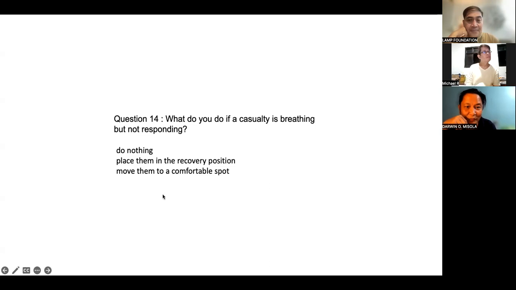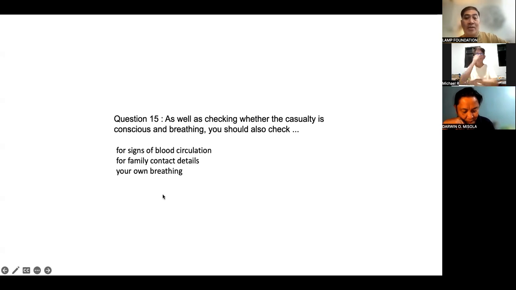What do you do if a casualty is breathing but not responding? Move them to a comfortable spot. What is a better answer? Place them in the recovery position or move them? Huwag mong baguhin yung place them in the recovery position. As well as checking whether the casualty is conscious and breathing, you should also check for signs of blood circulation.